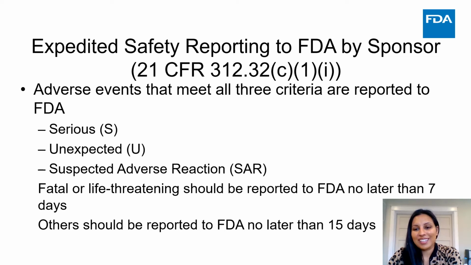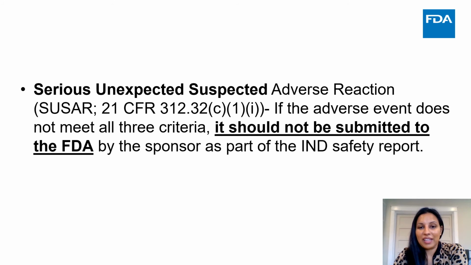This is what you classically hear described as a SUSAR, but I will not call it that. These are adverse events that meet all three criteria, so they have to be serious, unexpected, and a suspected adverse reaction, which I've defined. If it's fatal or life-threatening, this should be reported to the FDA within 7 days. Everything else within 15 days. I'm going to highlight this again: if serious unexpected adverse reactions don't meet all three criteria, you do not need to submit them to the FDA as part of the IND safety report.